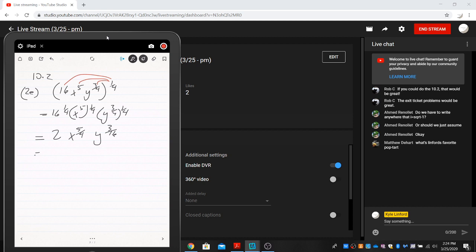A lot of times students got here, but they forgot, oh wait, we've got to convert these to radicals. So what they said was we have 2, and we have the 4th root of x to the 5th, and the 16th root of y to the 3rd. And here is where students then stopped. Now, I guess you could stop there, but we really want to try to combine these into one thing. We wanted to have one radical expression as opposed to two.